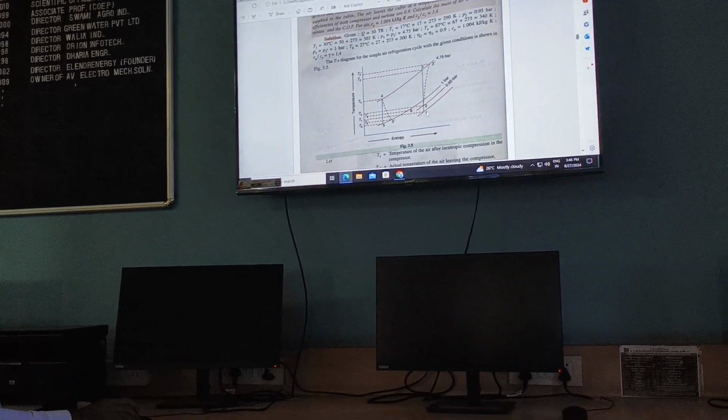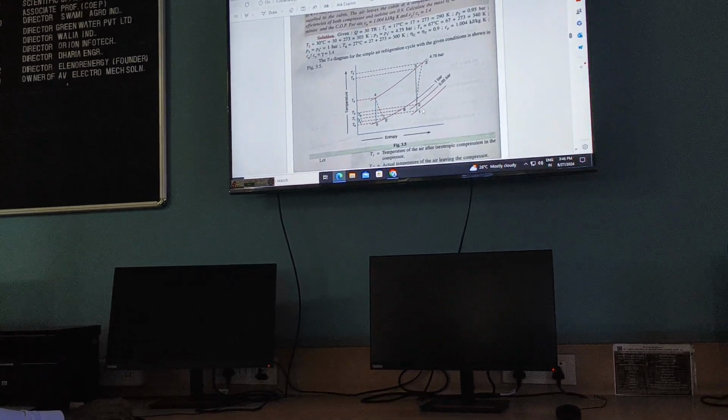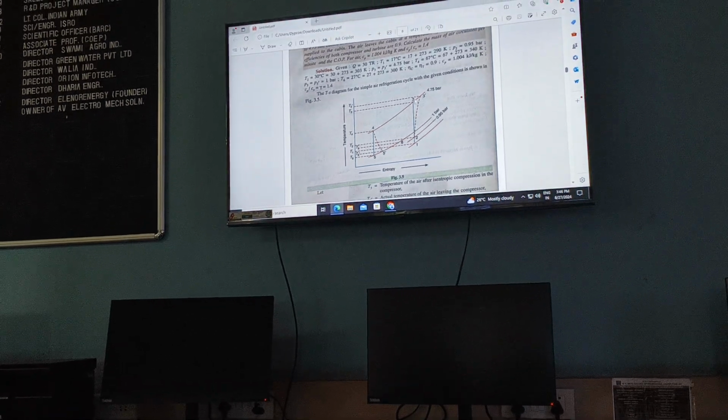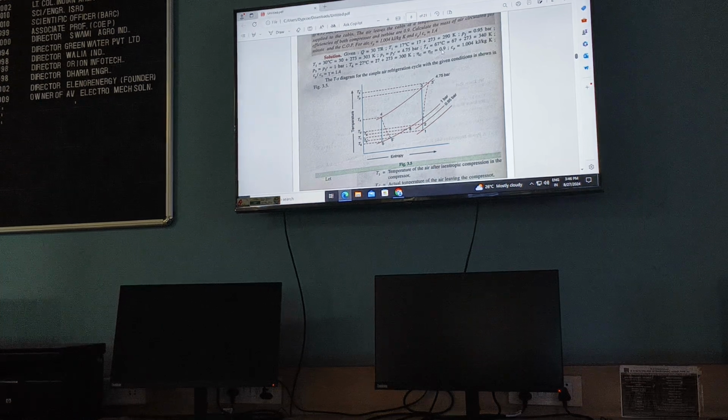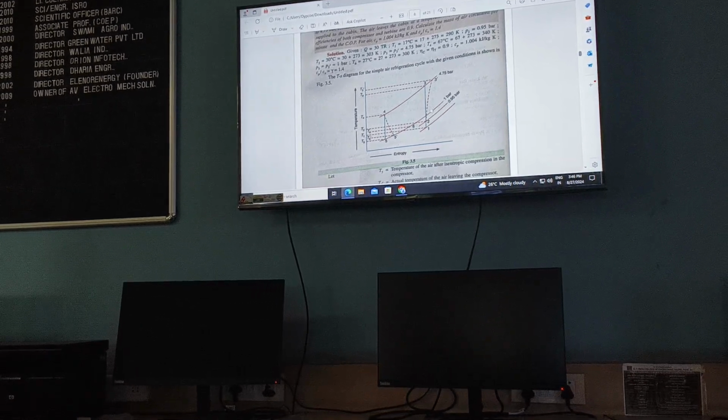isentropic ramming. In that, there is no actual ramming, only isentropic is there. 2 to 3 has actual as well as isentropic. Whenever actual is there, efficiency is given. Okay. Remember the efficiency formula.